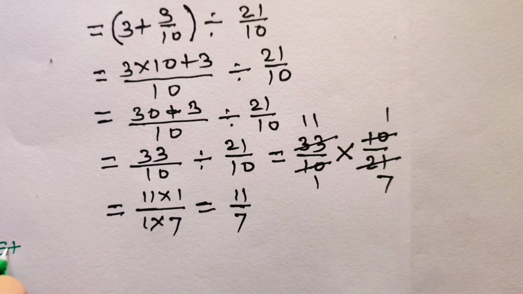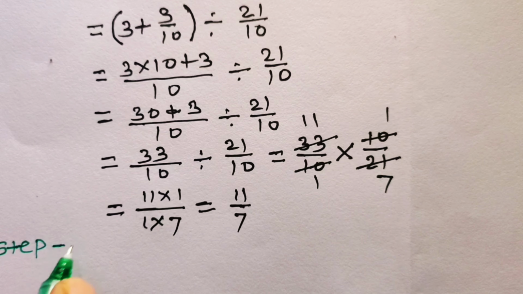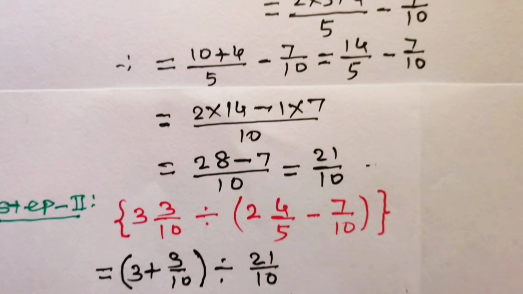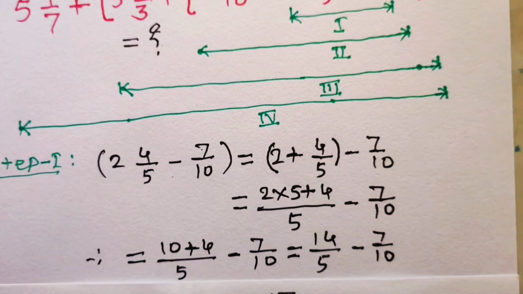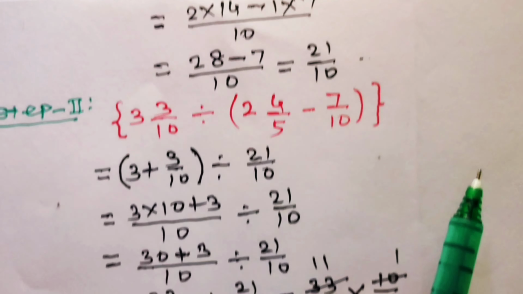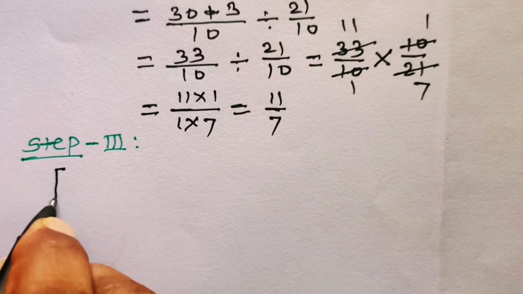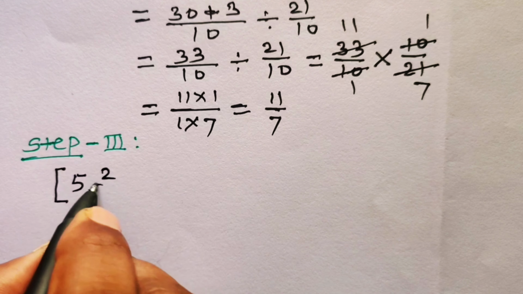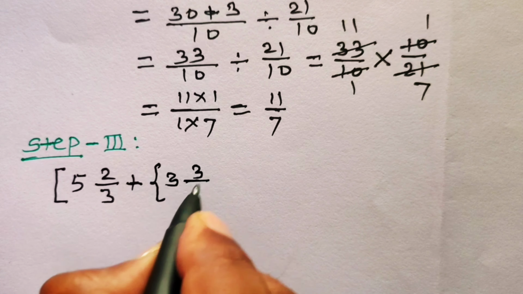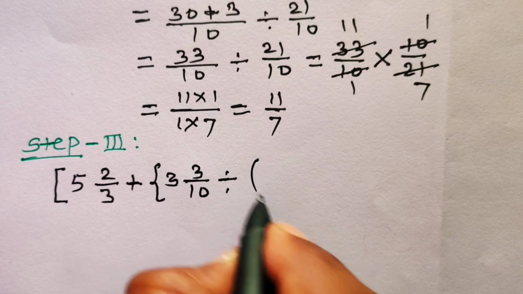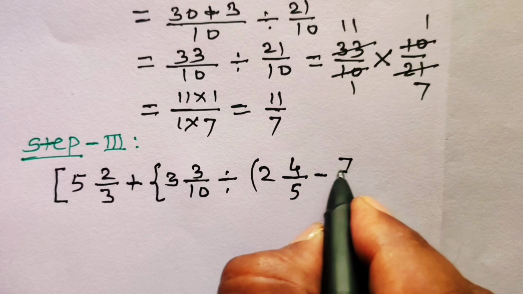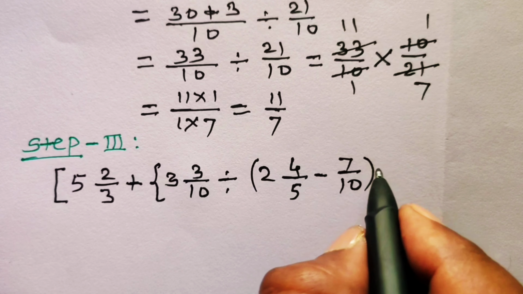Let us now go to step number 3, that is, we have to find out the value of this square bracket. Hence, 5 and 2/3 plus 3 and 3/10 divided by 2 and 4/5 minus 7 over 10, bracket close.